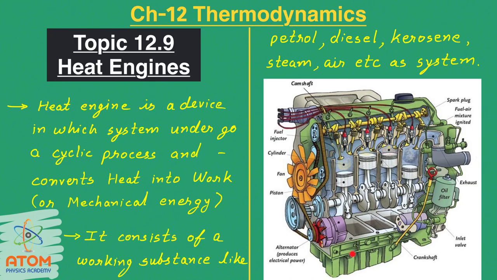One of the heat engines is shown here in this picture. This is a 4-cylinder petrol engine. You can see these are all the pistons, right? And here the combustion of the fuel takes place, and due to that heat is produced, and due to that heat this piston will travel downwards, and due to that this crankshaft will rotate and produce mechanical energy, or work. So heat is converted into mechanical energy, or work. That is done by this type of heat engine.